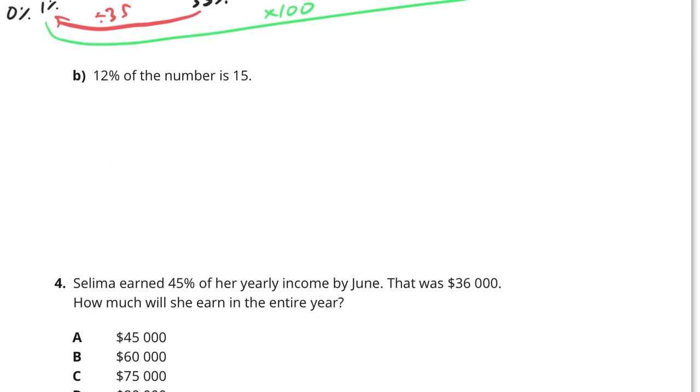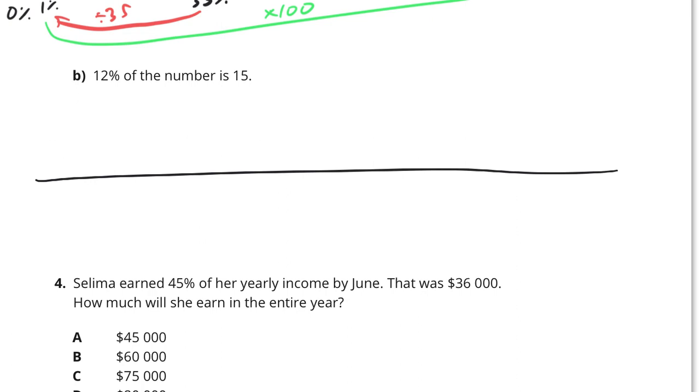Next it says 12% of the number is 15. Here's our number line with 100% on the right and 0% on the left. 12% of the number is 15. 12% is just a little bit over 10%, and we don't need to put lots of lines, just the 12%, and I'm going to put 15 on top. Next, I just divide this.